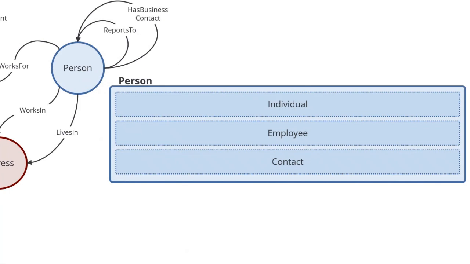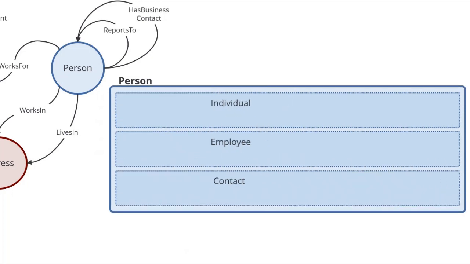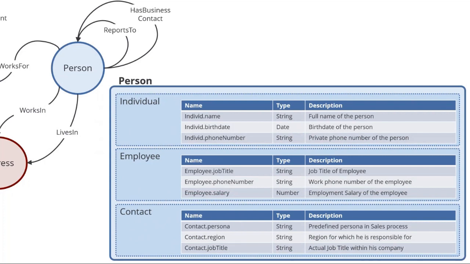This is achieved by using something called vocabularies. So you can have multiple vocabularies for different persons, depending on what exactly they are doing in your company. For example, you can have an individual, an employee, and a contact. It doesn't need to be that all three kinds of information are available for your person, but rather that you have some of the information for each one of these vocabularies. For example, all of them might have individual information, something like a name, birth date, phone number, something that is always the same.